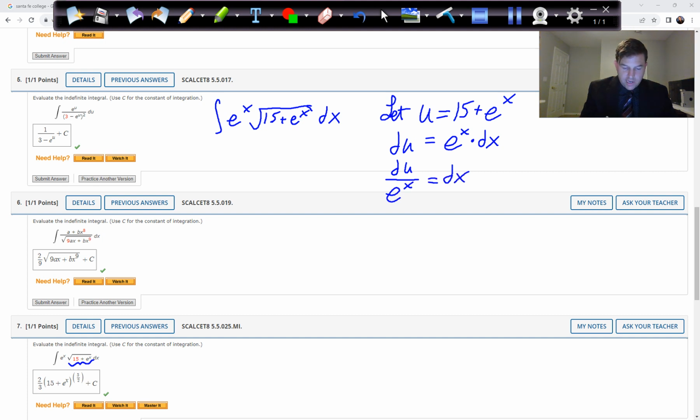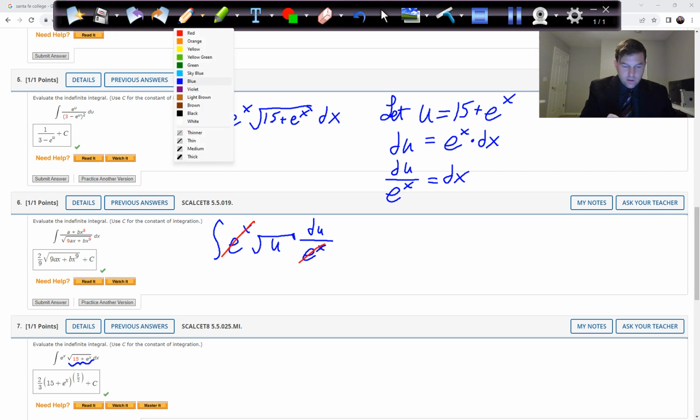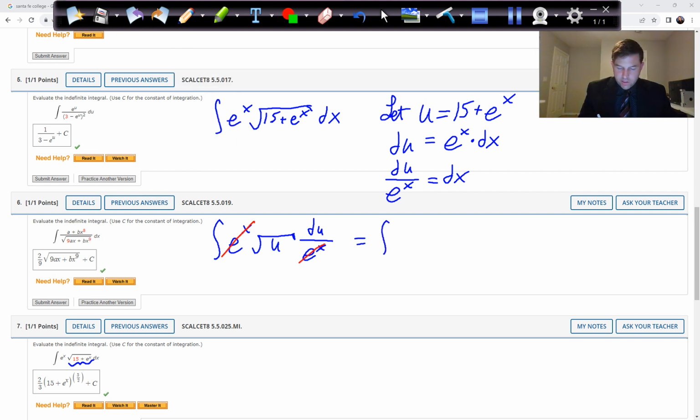We're going to replace that in the integral. e to the x is still there. Square root of all that becomes square root of u. dx has become du over e to the x. And just like before, e to the x on top cancels the e to the x on bottom. And this one's going to look really similar to what we just did. This is the square root of u du. This is u to the 1/2 du.